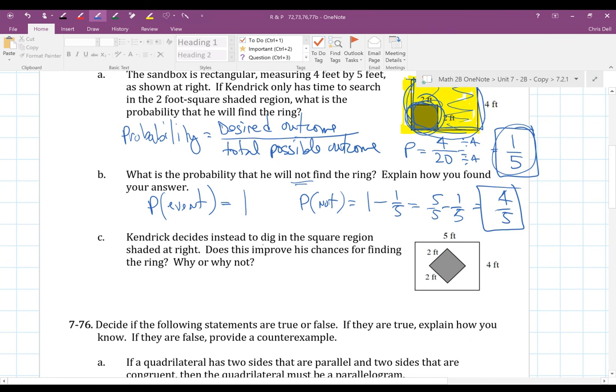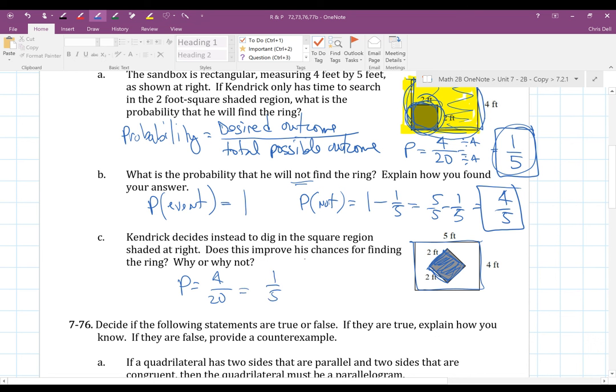Last one, it says Kendrick decides instead to dig in the square region shaded to the right. So now this is the square region that Kendrick's going to dig. Does this improve his chances for finding the ring? Why or why not? Well, it hasn't changed the area of the location, the square. The probability is still, in this case, 4 out of 20 because the area of that square is still 4 feet. Even though it's moved and turned, it's still a 2 by 2. And the total area is still 5 by 4, which is still 20. So probability has not changed.